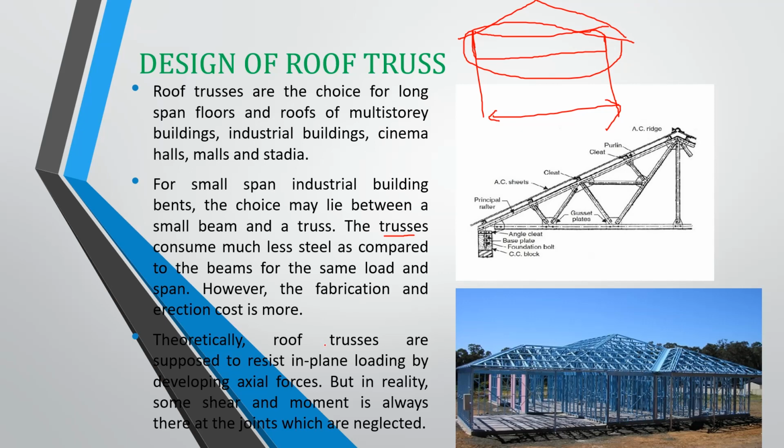So theoretically, roof trusses are supposed to resist in-plane loading by developing axial forces. This we know from our structural courses, but in reality some shear and moment is always there at the joints which are neglected.